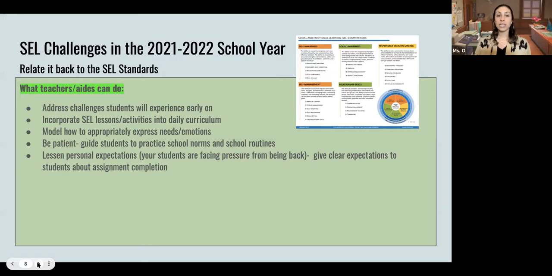Modeling how to appropriately express needs and emotions. So this is a good tactic that you can share with your aides as well, because I have one aide that I work closely with and she knows most of my students. She's with me almost three or four class periods.